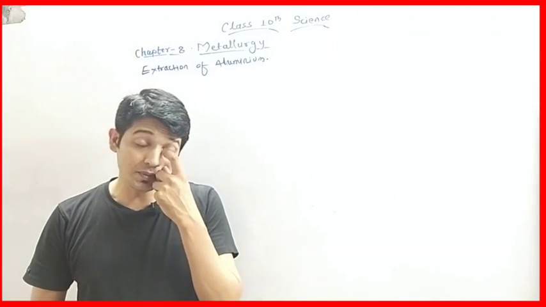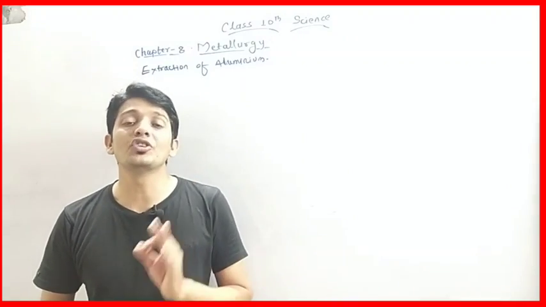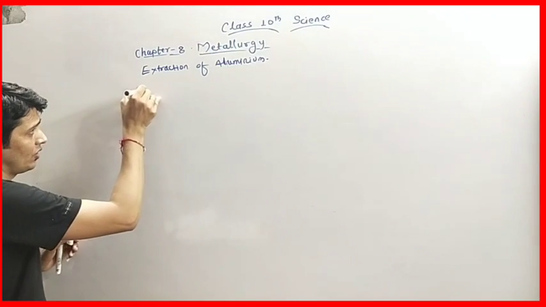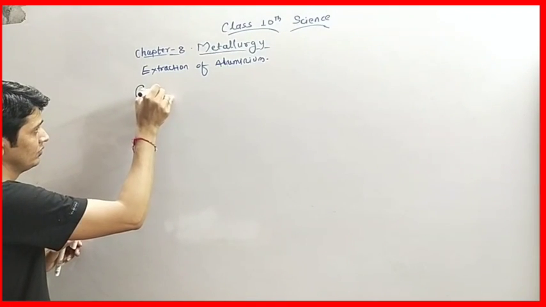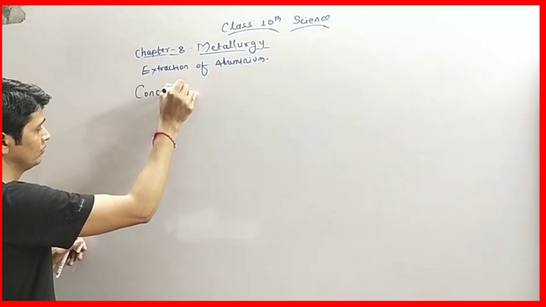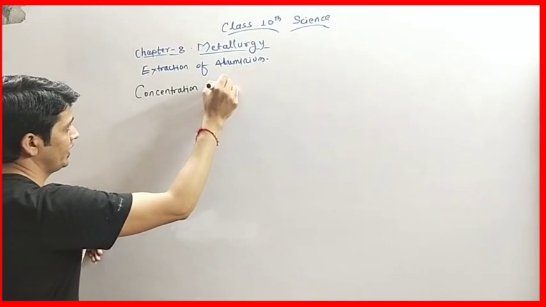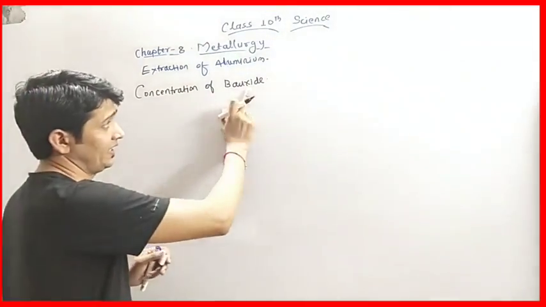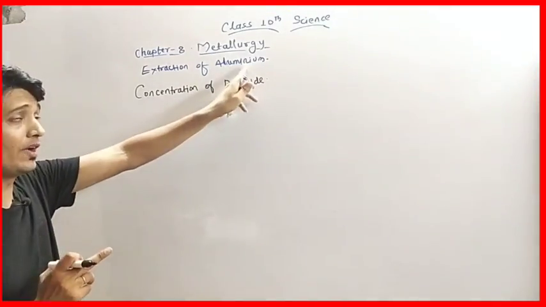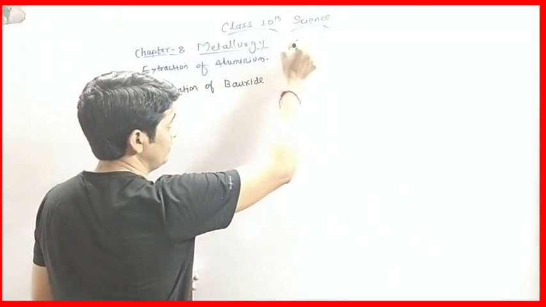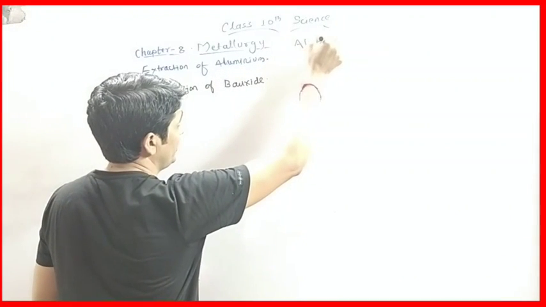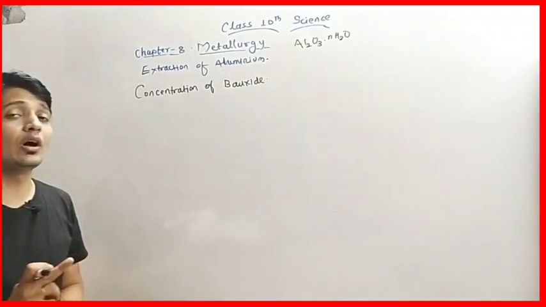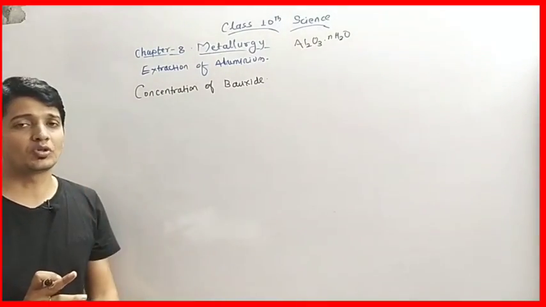So the first principle that we are going to understand is the concentration of ore. First we are going to understand the concentration of bauxite. So what is bauxite? It is the main ore for the extraction of alumina. Its formula is Al2O3.NH2O, where N represents the number of water molecules along with the ore.